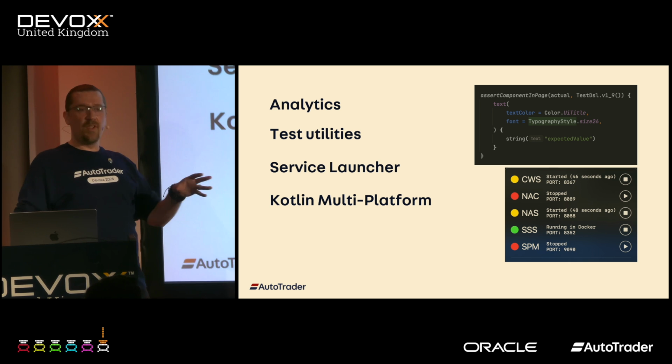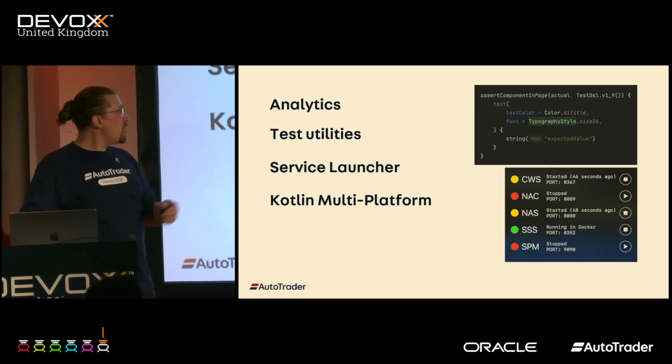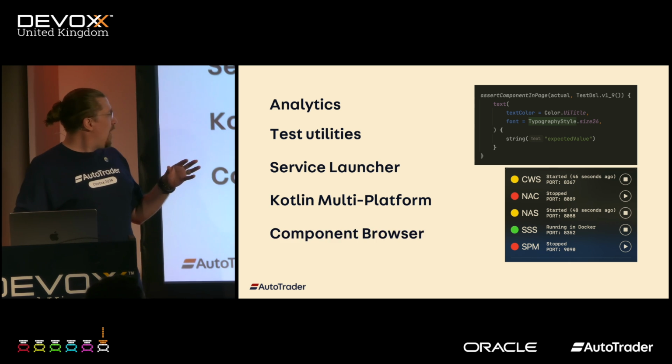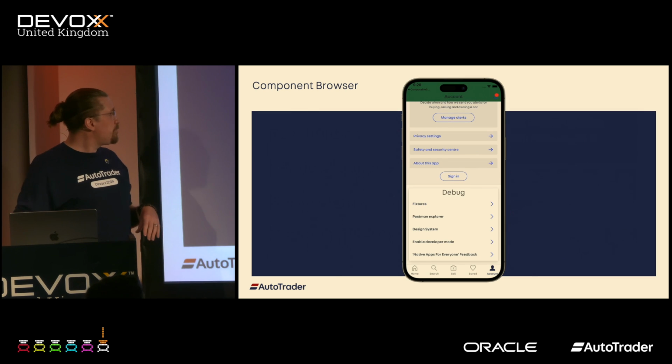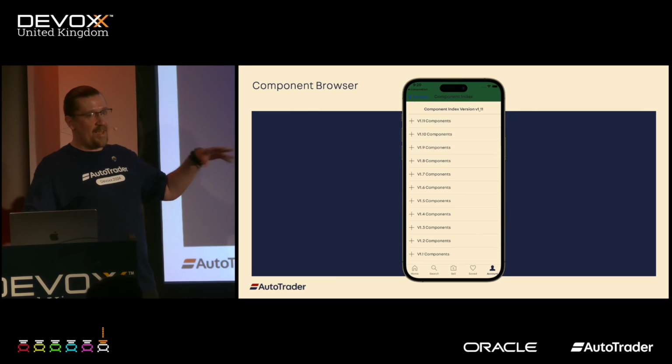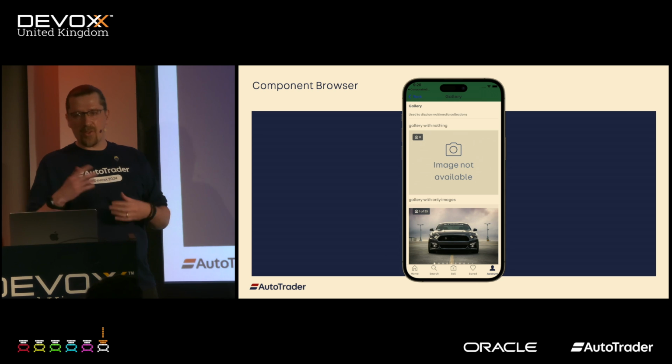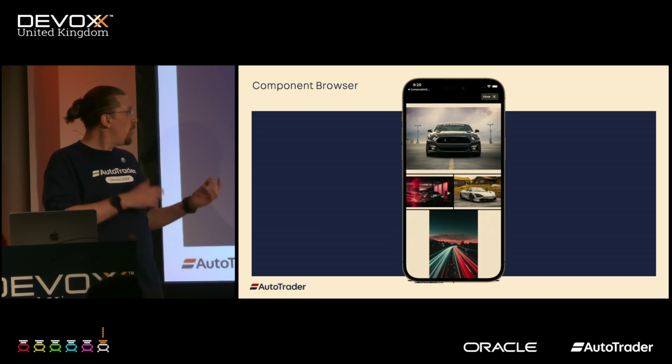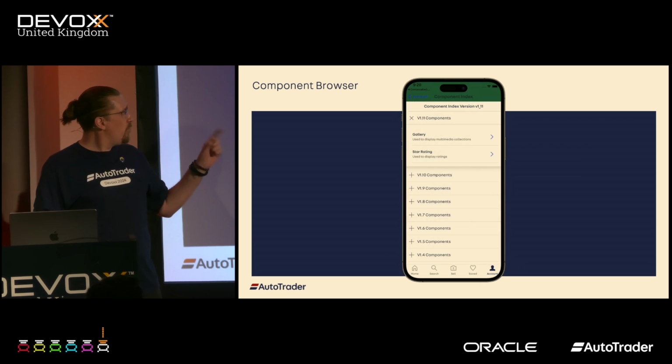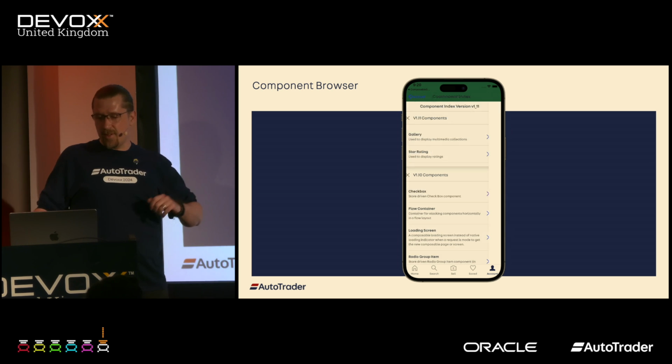We've started moving stuff more to Kotlin Multiplatform. We've got shared logic across the clients. And we've got a component browser. This is great for design and testing. We can browse all the different components that we've got within the system. It's also written in Composable, so that's quite fun to do.